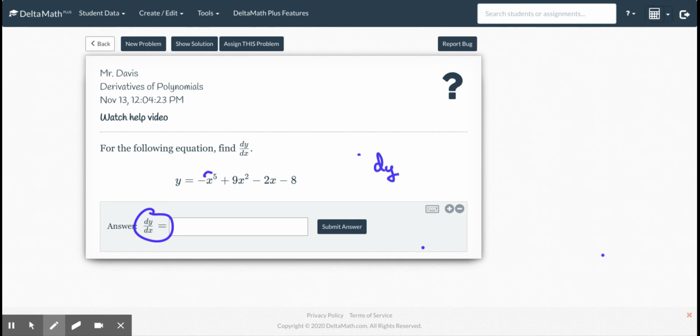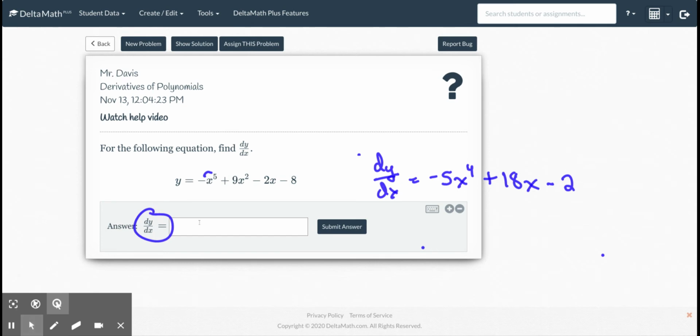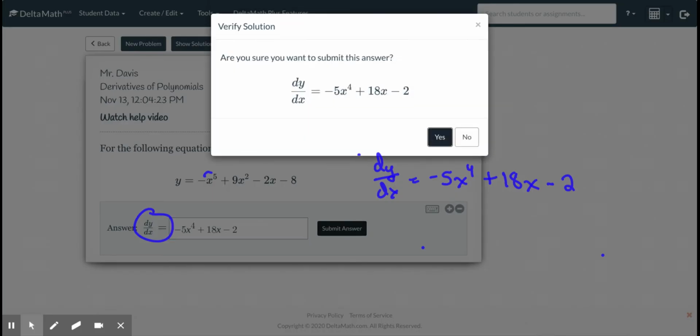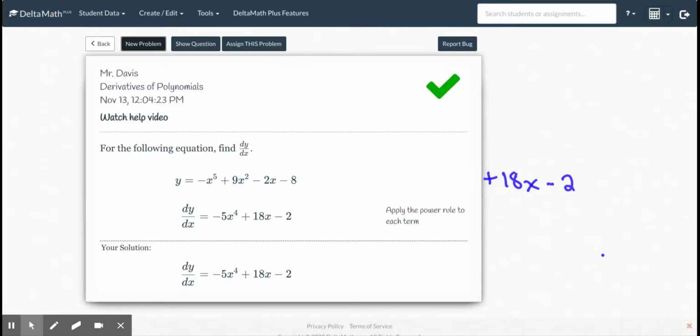So dy dx then is going to be negative 5, bring it in front, x to the 4th, plus 9 times 2 is 18, x to the 1st, minus, well, if it's 2x, we just drop the x off because it comes x to the 0 power, and it just becomes minus 2. And then we leave off the 8 completely because the derivative of any constant is just 0, which means we don't write anything for that. We'll punch this in. And that is all there is to it for power rule derivatives for a simple polynomial.